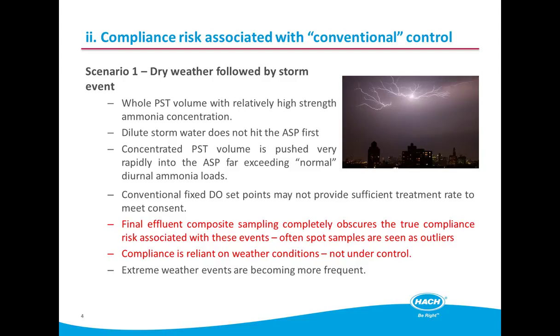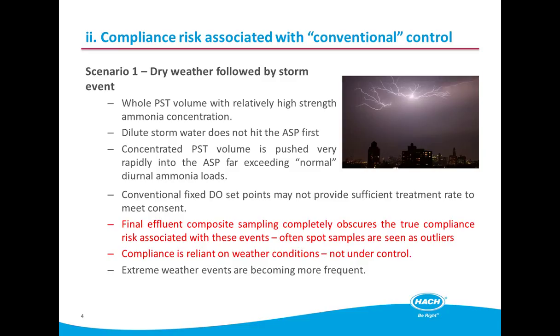The first compliance risk is an event we see time and time again. Storm conditions following an extended dry period. Remember, Hach has commissioned hundreds of control systems and has had visibility of enormous, high-quality data sets, a privileged position which really enables us to understand and provide solutions to the water industry.